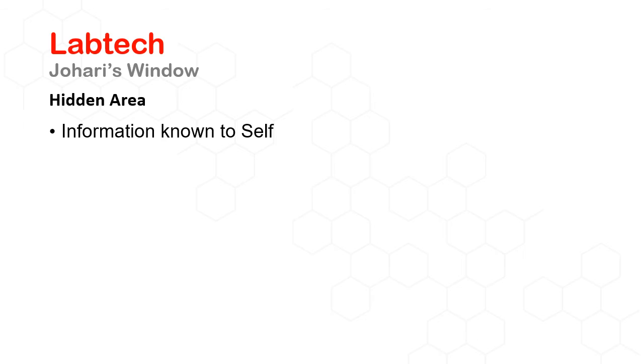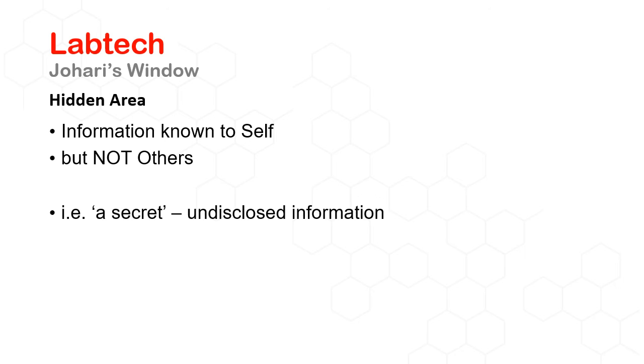Okay, so we look at the hidden area. The hidden area is defined as information that is known to self, so information I know, but not to others. So information I know, but you don't know. So everyone knows that I'm a doctor, so I might know more medical information than you do. So you could think of it as a secret, but it's really undisclosed information. So I could tell you about my medical knowledge and then you would know about it, then it wouldn't be a secret anymore. So I'd be moving it from the hidden area up into the open area.